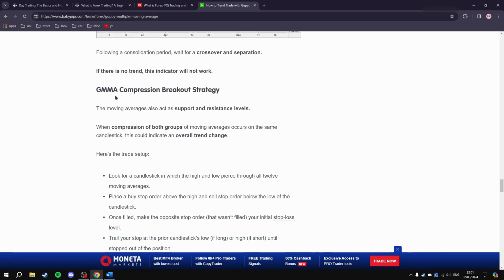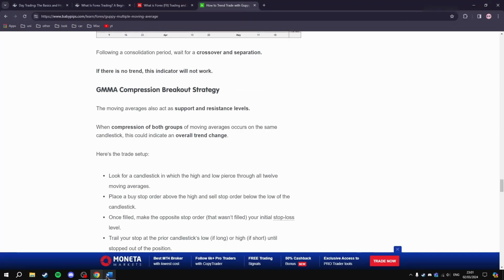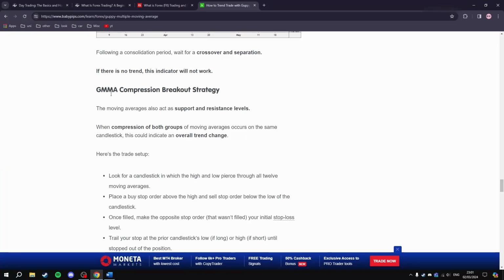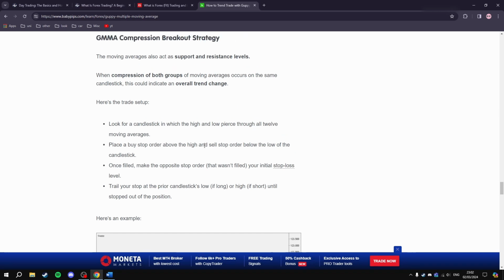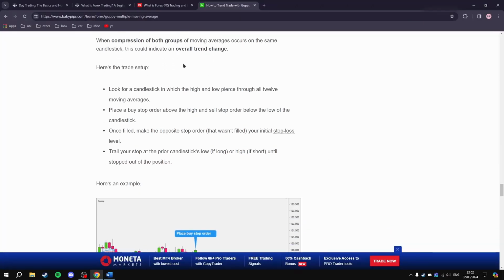Guppy multiple moving average, yeah. Guppy multiple moving average compression breakout strategy. The moving averages also act as support and resistance levels. When compression of both groups of moving averages occurs on the same candlestick, this could indicate an overall trend change.